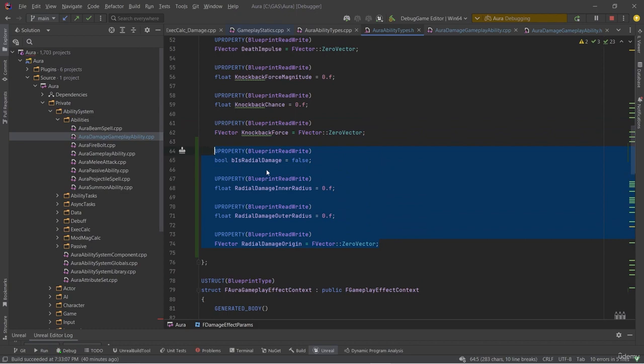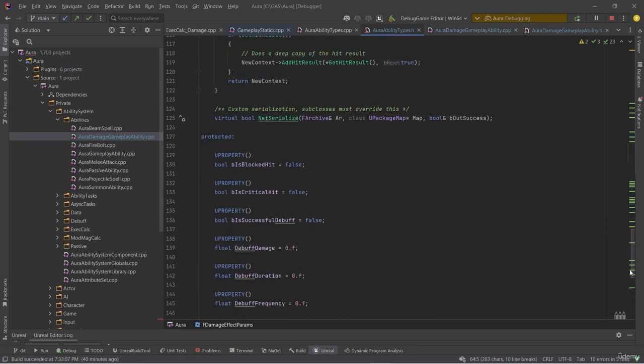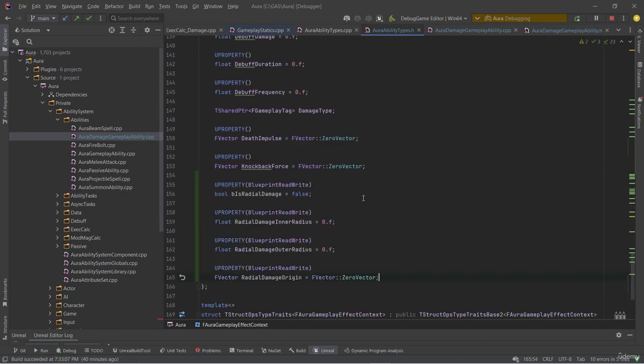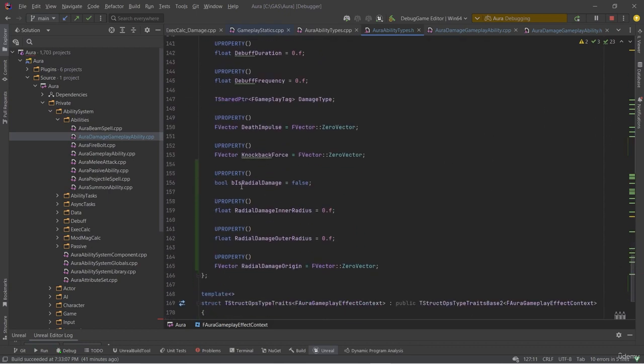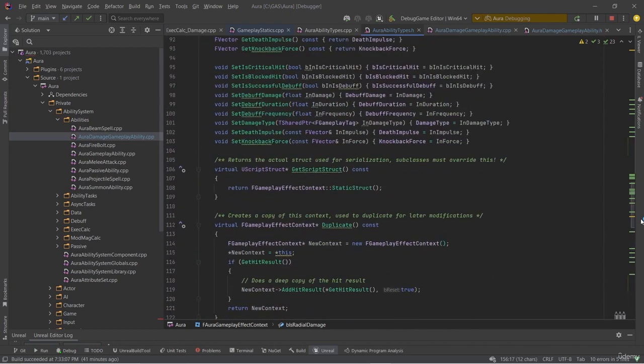Starting with is radial damage. So I'm going to do that, and I'm going to paste them down here, only they're not going to be blueprint read write. They're just going to be U properties. So now we have a new bool, 2 floats, and an F vector. And they're all initialized. So because these are protected, we're going to need getters and setters for each of them, starting with the Boolean and working our way down.